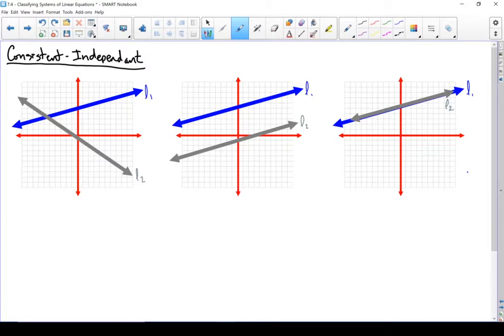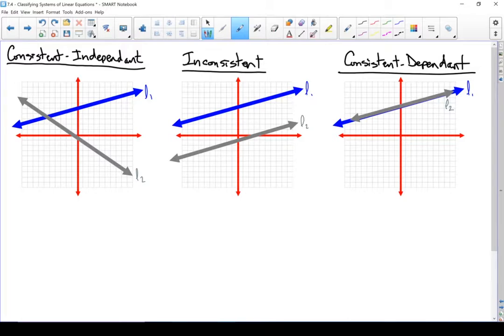In the next system, we've got an inconsistent system. In an inconsistent system, we've got two parallel lines. They will never touch. The last type is a consistent dependent system. In a consistent dependent system, you've got two lines right over top of each other. They're practically the same line.